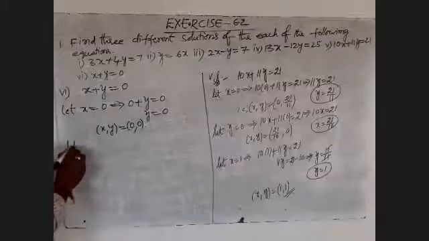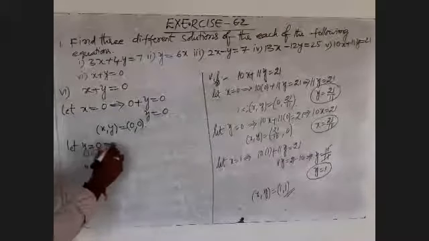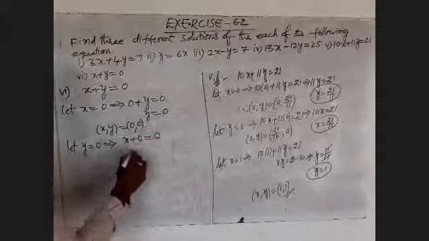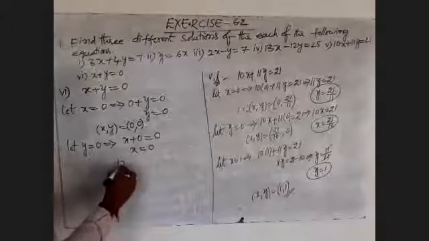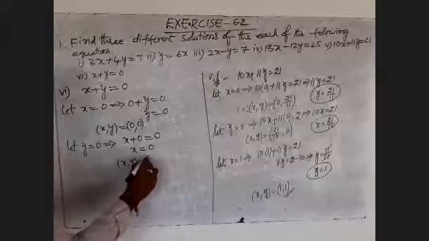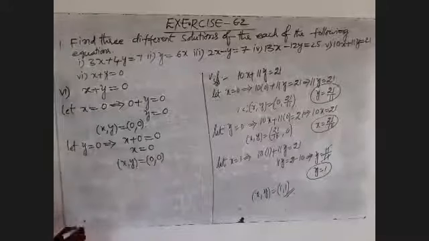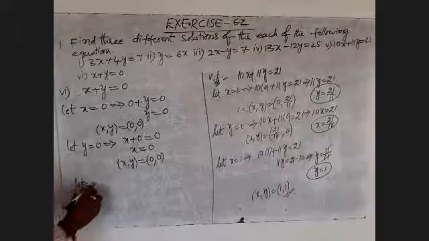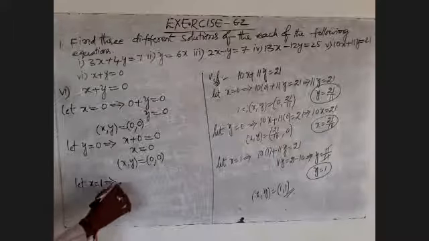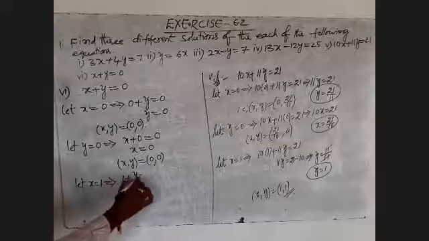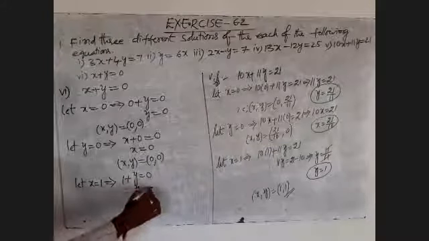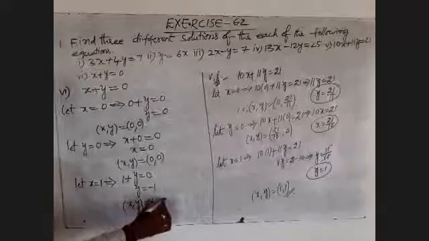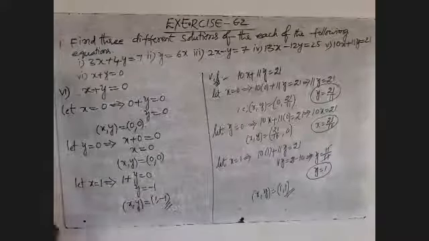Next, let y be equal to 0. Then x plus 0 becomes 0, so x is also 0. That is the ordered pair (x, y) = (0, 0). Now I will take the point x is equal to 1. Then 1 plus y is equal to 0, so y is equal to minus 1. That is the point (x, y) = (1, minus 1).